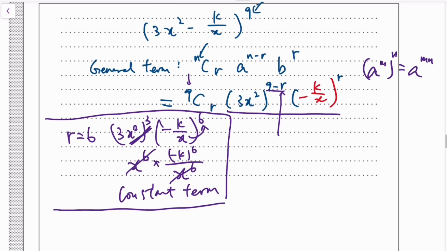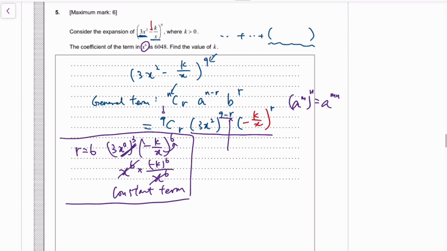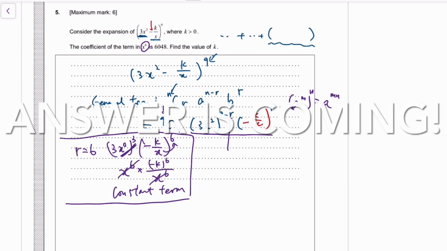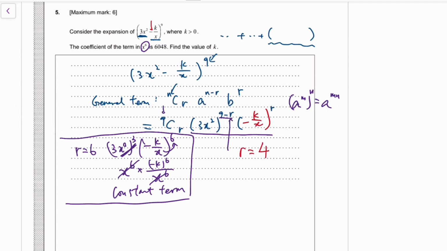So first of all, r is not 6. Now pause the video, give this problem a try. Try to find the correct r. The correct r is actually 4, I think.